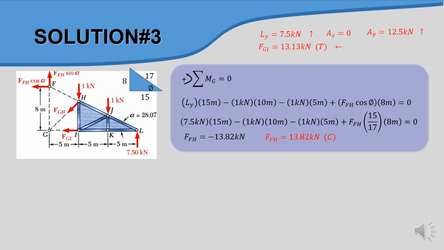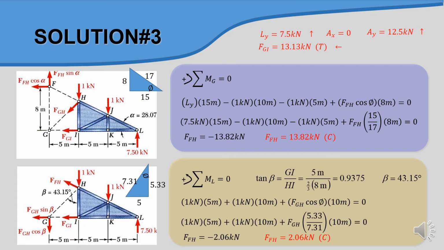So you have the value of FH cos theta, and you substitute cos theta from 15 over 17, and finally you obtain the value of FH is negative 13.82 kilonewton. The correct answer is 13.82 in compression.